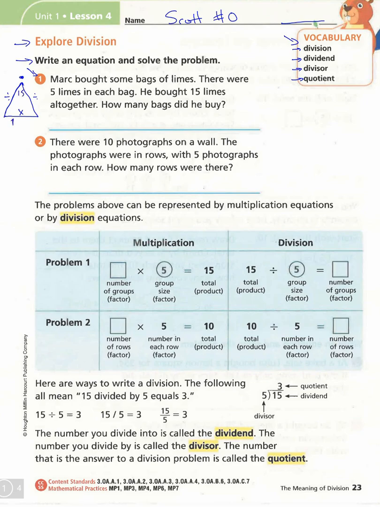Now, these are our factors, right? This is the number of groups right here. And we don't know what that is right now. That's a question mark. We don't know how many bags Mark is using. But we do know that there are 5 in each group. Now we can come over here, and so really our equation right now would look like how many groups of 5, right? How many bags, a group of 5, did it take to get to 15?